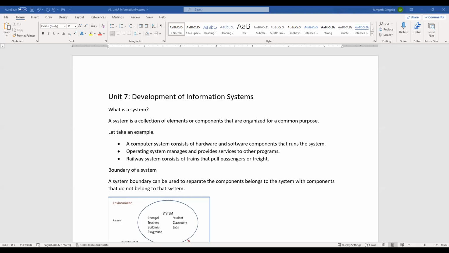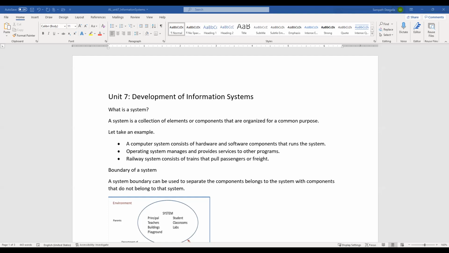So unit number 7, development of information system. Before we talk about the information system, let's look at what a system is. We know a system is a collection of elements or components that are organized for a common purpose.